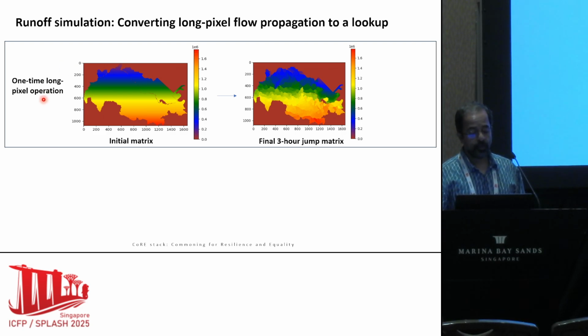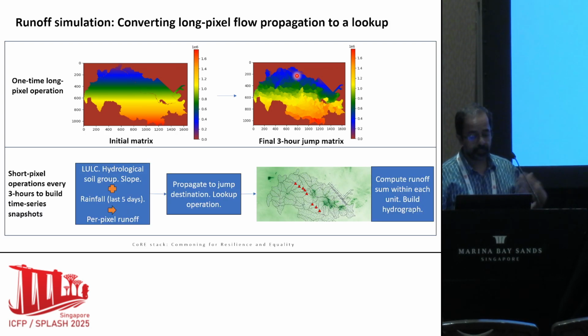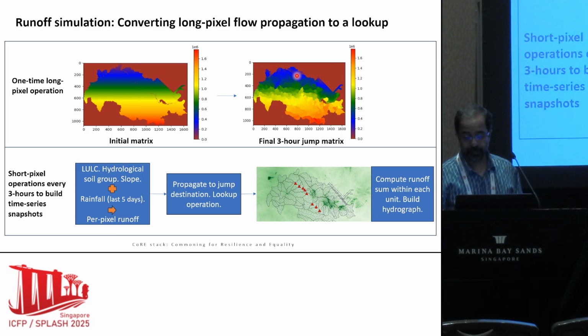What then happens is that this long pixel operation essentially becomes a lookup operation. This is just a row-major indexing of the pixels. So you can determine, if some runoff is generated at a pixel over here, which downstream pixel it will go to in 3 hours. This simplifies the problem: you don't have to do the whole iterative computation, it's basically just a lookup operation, which you can do quickly.